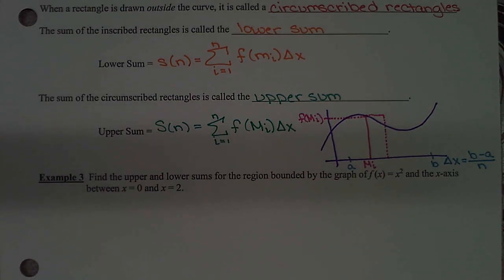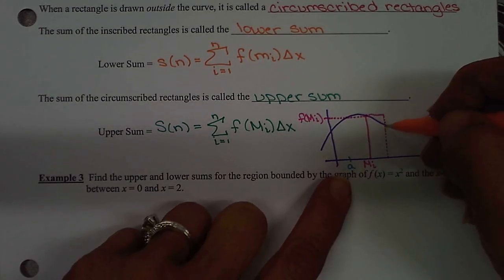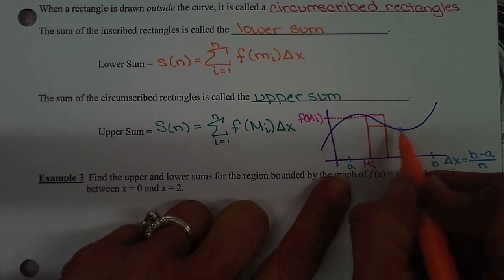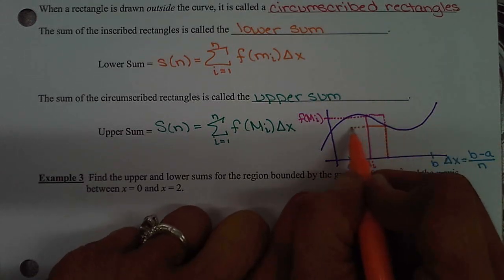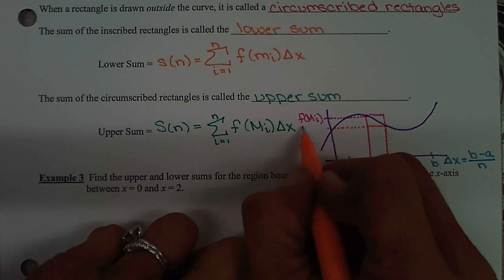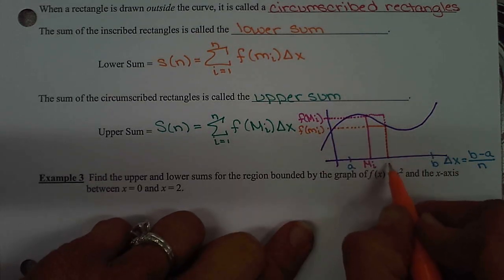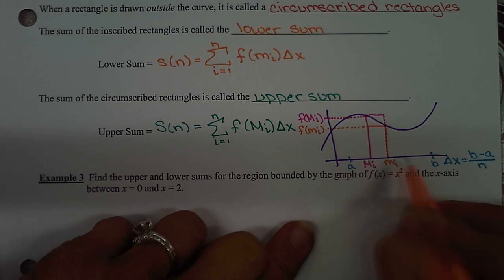Whereas if we come in on the inside and do our inscribed rectangle here, so we make this little one, then whatever this height is, that's going to then be our f of little m sub i, which means that this x value is this little m sub i.